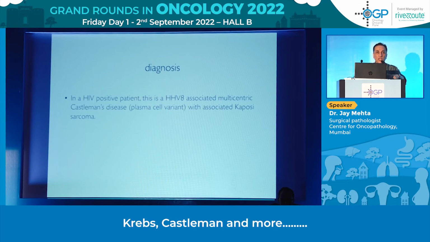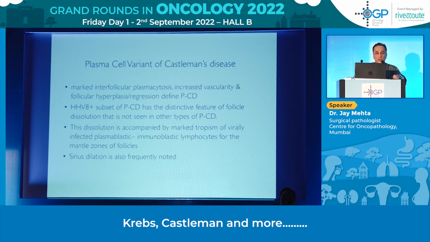So in an HIV positive patient, this is an HHV8 associated multicentric Castleman disease. Remember, he had generalized lymphadenopathy. This is the plasma cell variant, and there is an associated Kaposi sarcoma as well. So what are the features that lead you to this? Marked interfollicular plasmacytosis, increased vascularity, and both follicular hyperplasia and regression. These are the defining features of the plasma cell variant of Castleman disease.